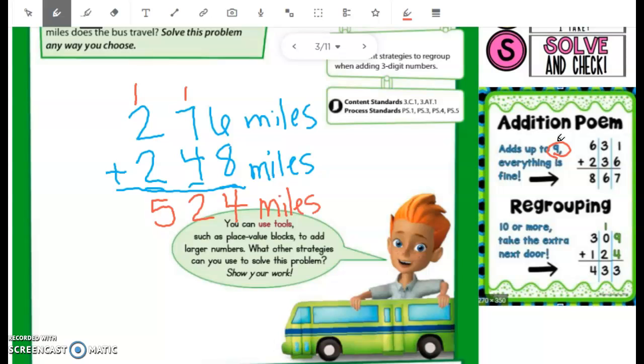We're going to continue looking at addition and addition word problems in our next activities. After you have this written out, you can move on to the next step.